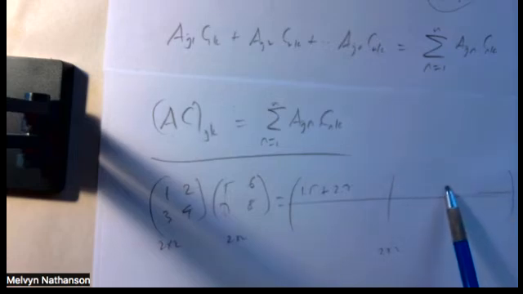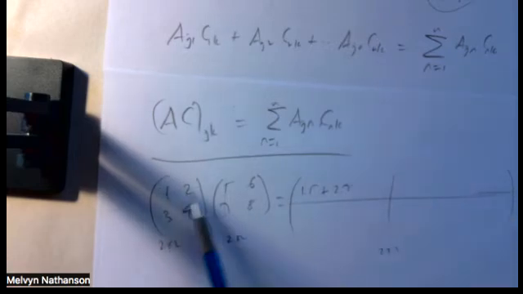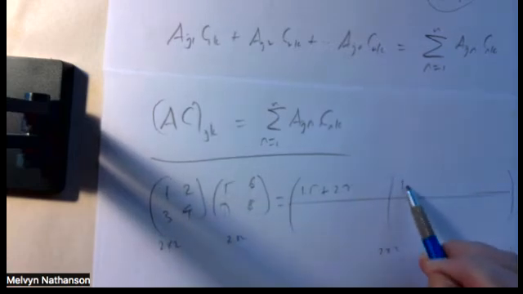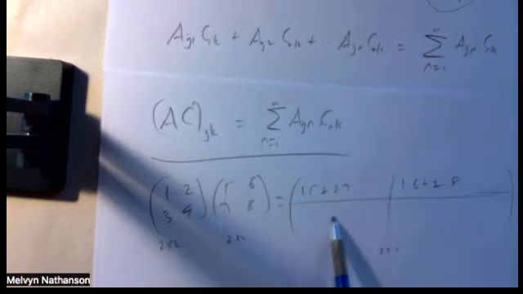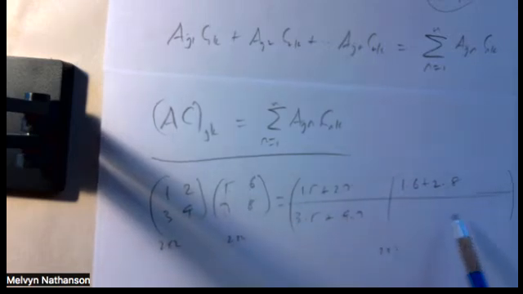This is first row, second column. Multiply the first row into the second column: 1 times 6 plus 2 times 8. This is second row, first column. I take the second row into the first column: 3 times 5 plus 4 times 7.